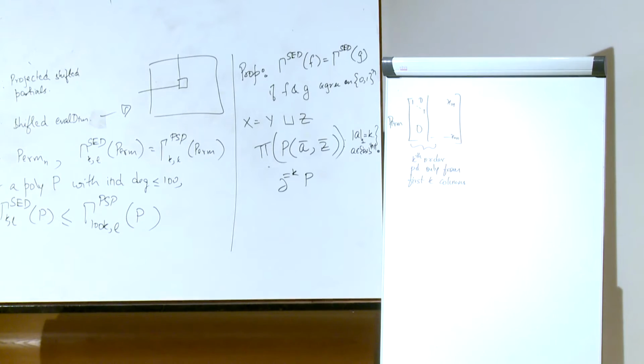And for polynomials that are set multilinear, you could sort of replace partial derivatives by these partial evaluations. This is all that I'm doing so far. So the statement is true even for partial derivatives.